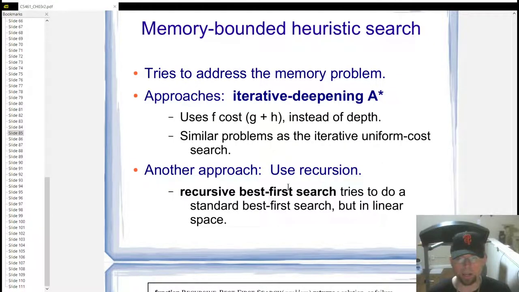So where we left off last was we were talking about memory-bounded heuristic search and talked about iterative deepening A-star search, which is using the F-cost, by F-cost, I mean that evaluation function cost, to control the depth instead of using arbitrary integers from the previous deepening algorithm. Now, we were going to talk about the recursive best first search, which was an alternative approach that uses recursion.